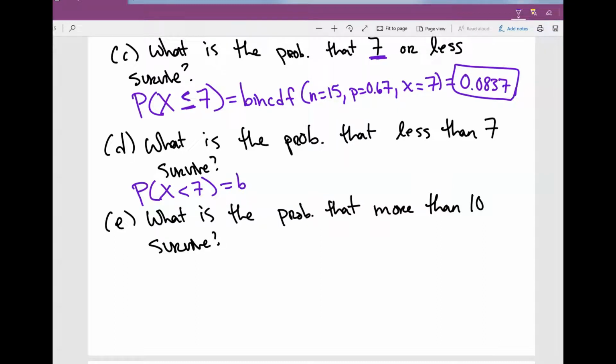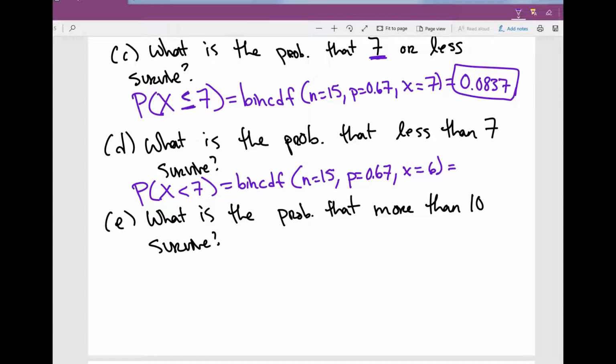Notice that it's still less than, so we're still using binomial CDF. N is equal to 15. P is going to be equal to 0.67. Because we're not including the 7, what's the next number that's less than 7? Well, that will be 6. So here our X is going to be equal to 6, not 6.9, because we can't have 6.9 patients.